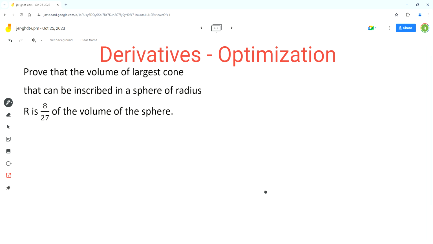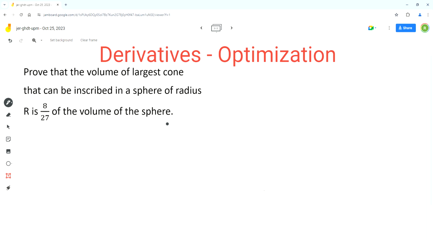So in this video, we'll solve this problem using the concepts of optimization. As per the problem, prove that the volume of the largest cone that can be inscribed in a sphere of radius r is 8 over 27 of the volume of the sphere.